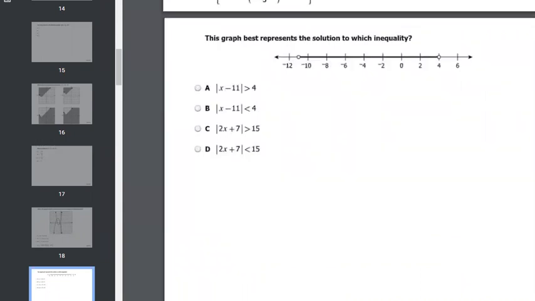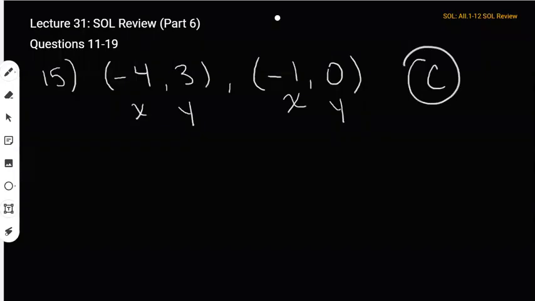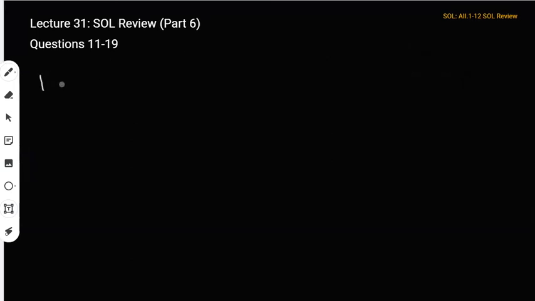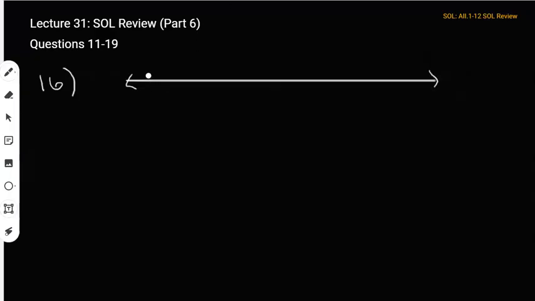Okay. Number 16. So 16 gives us a number line. I'm going to draw it. It goes from -12 to 6. So I'll put -12 over here. I'll put 6 over here. And then we're going to count off by 2s.